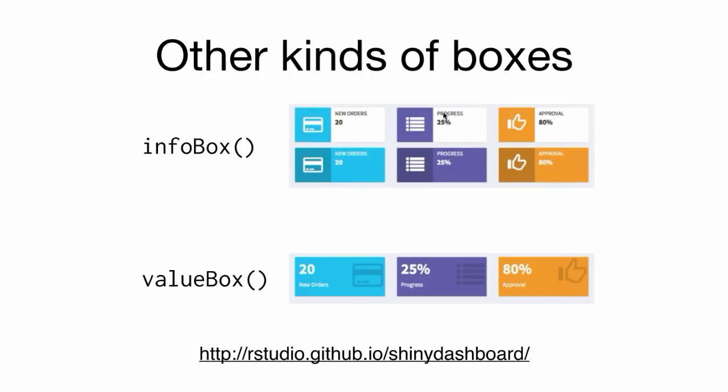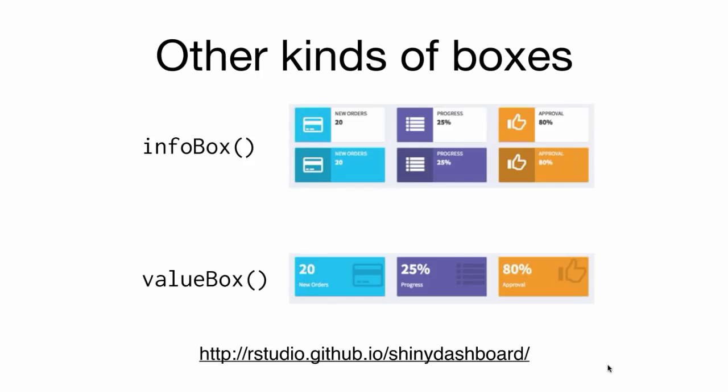Okay, and there are other kinds of boxes available in Shiny dashboard. There are info boxes. These are great for quickly displaying small amounts of information. They have these nice little icons that can help people quickly understand what they're displaying. Value box is similar, just a slightly different appearance. And these are all documented at the Shiny dashboard documentation site.